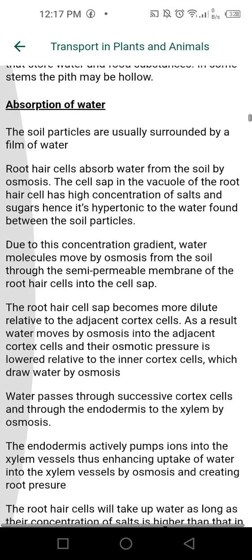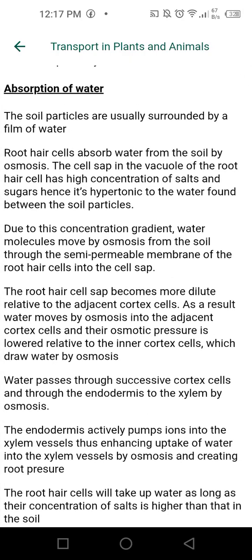Absorption of water. The soil particles are usually surrounded by a film of water. Root hair cells absorb water from the soil by osmosis. The cell sap in the vacuole of the root hair cell has a high concentration of salts and sugars, hence it's hypertonic to the water found between the soil particles. Due to this concentration gradient, water molecules move by osmosis from the soil through the semi-permeable membrane of the root hair cells into the cell sap.